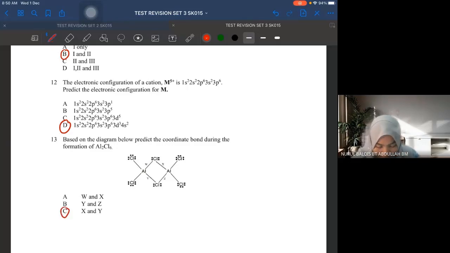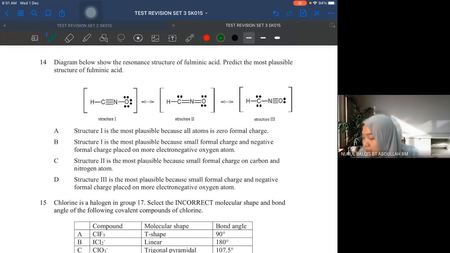Okay, yang ni tahu kan dia apa? Coordinate bond ni adalah dative bond. Bila dative bond, salah satu je bagi, salah satu terima. Kita tahu yang kaya kat sini adalah Cl, yang miskin sikit adalah Al. Jadi sepatutnya the arrow dia akan towards Al. So W pun boleh, tapi dia tak boleh pada same Al lah. Kalau dia dah ambil sini, dia ambil sini contoh. Lepas tu D dia apa? W and Y. So kita check. Jawapan kita kata X dengan Y. So X dia ke arah sini, kalau Y dia ke arah sini. Okay, number 14, jawapan dia B.